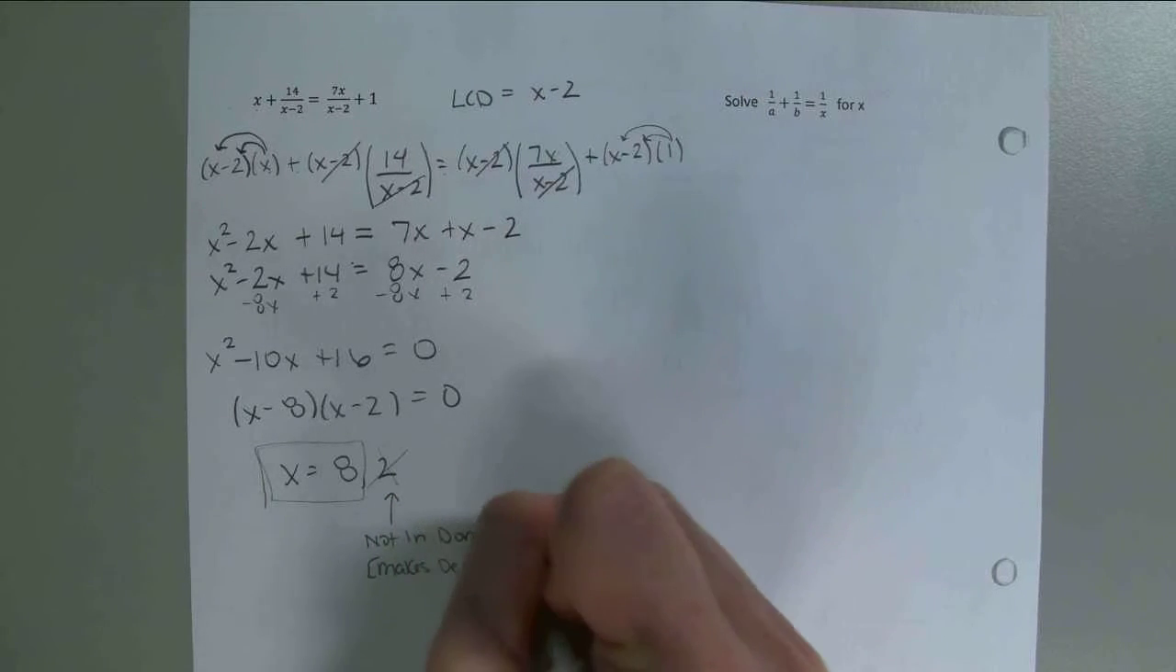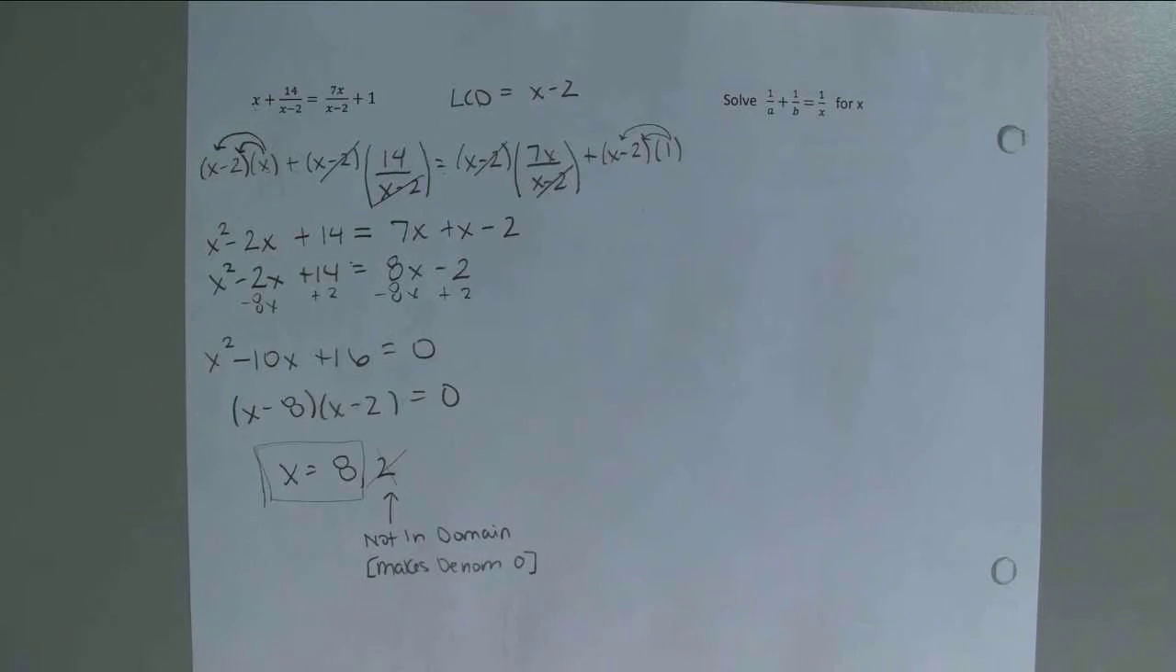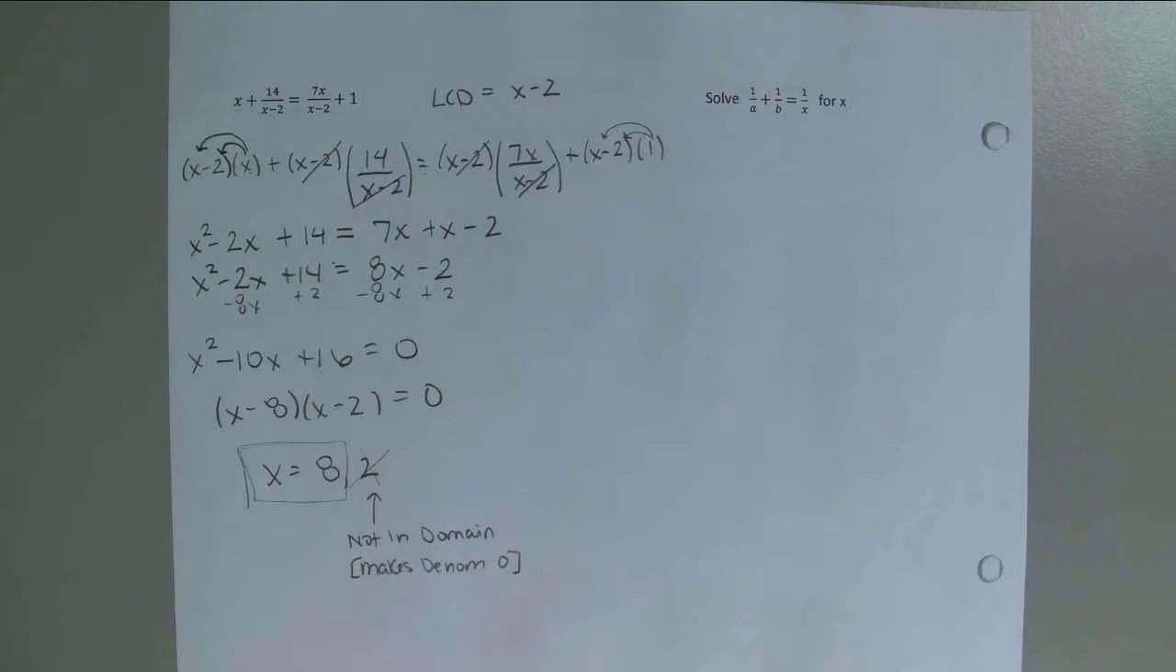I'm just going to remind us that every time, because I feel like that domain question is the hardest thing. All right, so it's a little bit different because you do have one that does make it 0, but you still have one that makes it okay. So 8 would just be your answer.